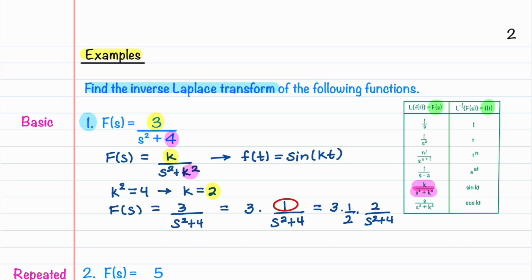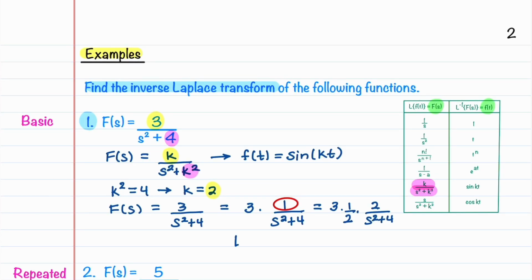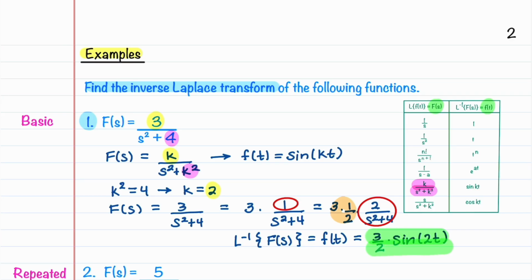Now we can write down our answer. The inverse Laplace transform of capital F of s is little f of t, and that's equal to 3/2. That's our constant out in front. And then this part of our problem is just sine of kt, and k is 2, so we have sine of 2t. And there's our answer.